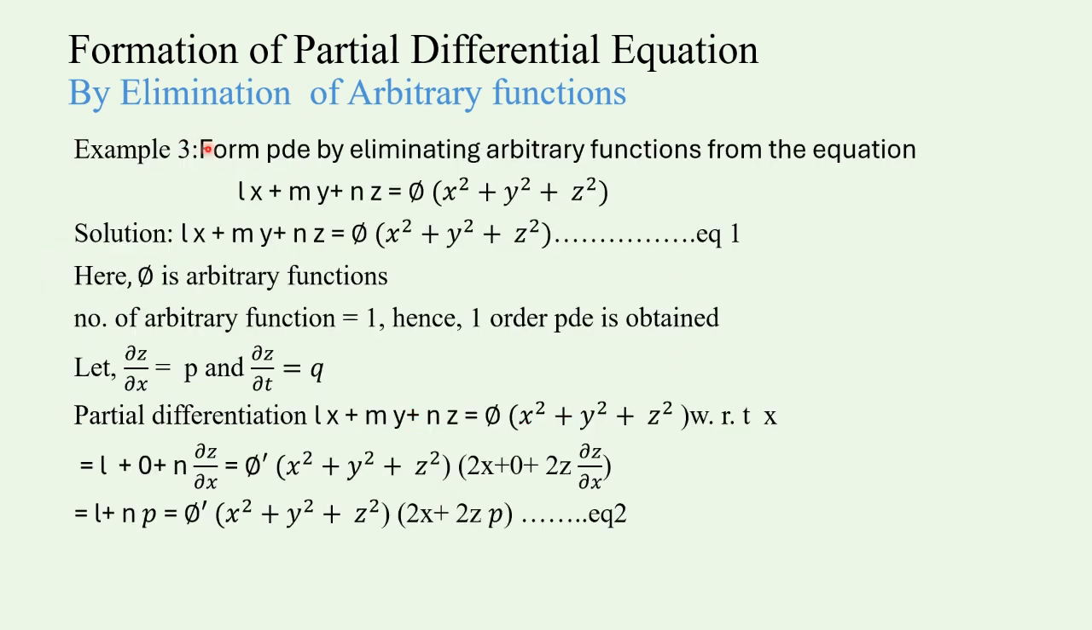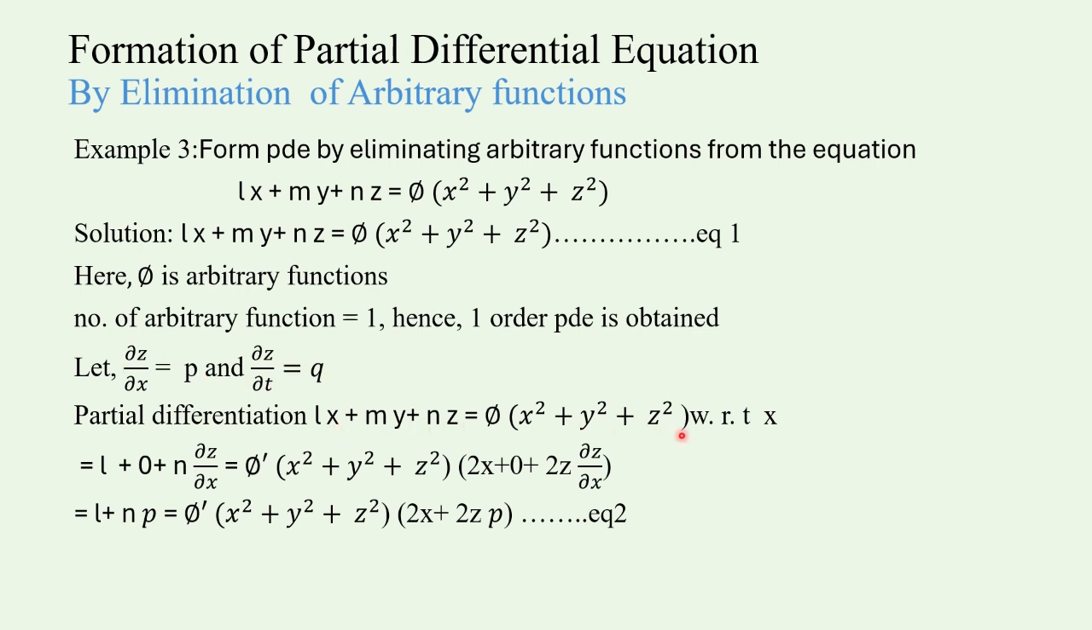Now in this example we have arbitrary constants L, M and N, and here we have an arbitrary function. When an arbitrary function and arbitrary constants are both given, we have to consider only the arbitrary function. So here the number of arbitrary functions is 1, so we'll get a first order differential equation.